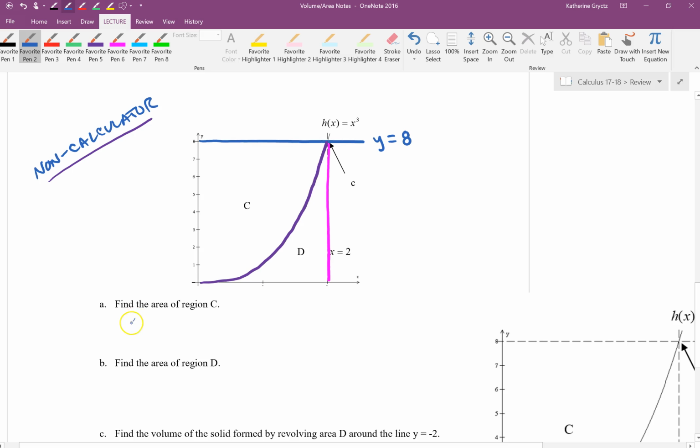So area of region C, we're going to do top minus bottom like we've been doing this entire time. If we were to put a little rectangle in here in area C, the top is 8, and the bottom is h of x. Well, since I'm doing this by hand, I probably don't want to put h of x.